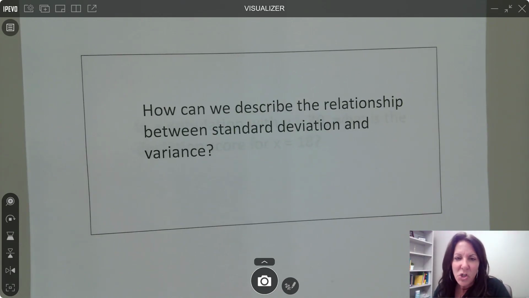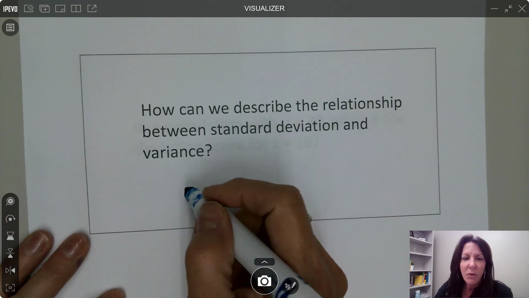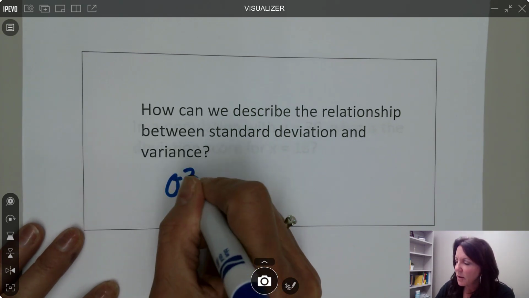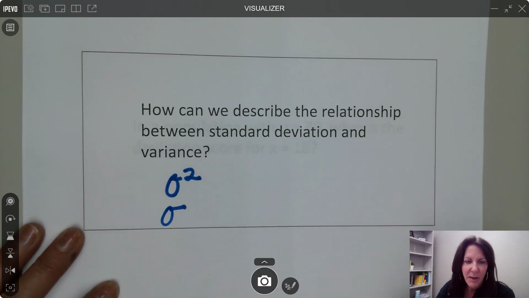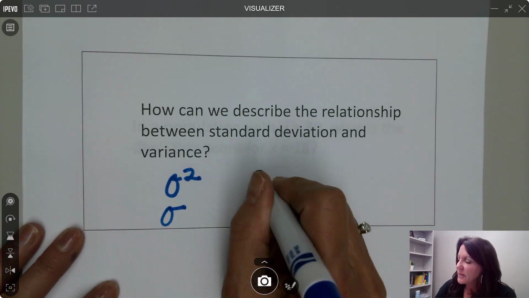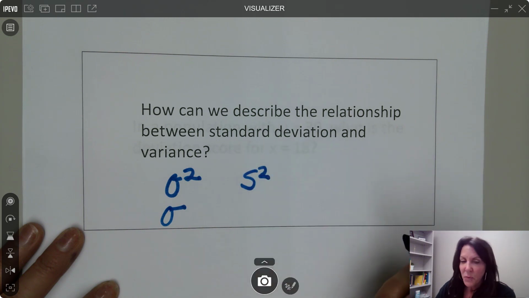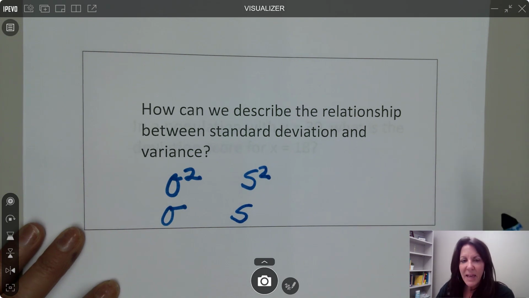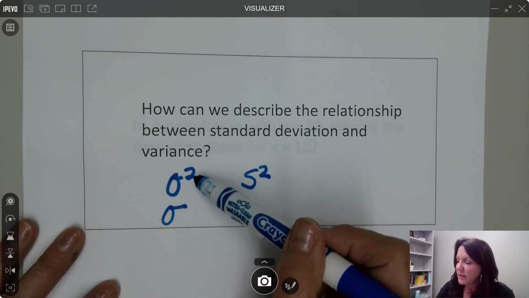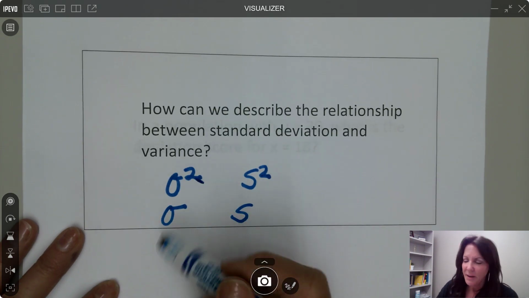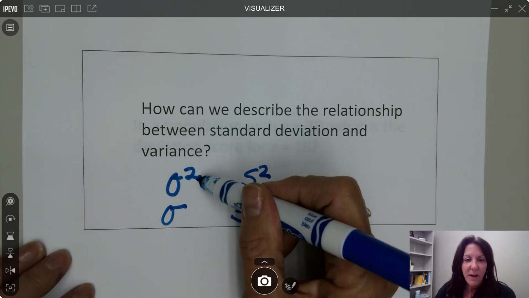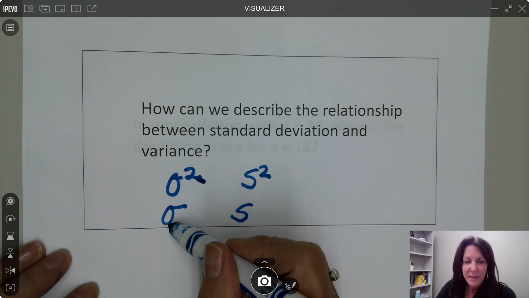How can we describe the relationship between standard deviation and variance? To answer this question, we're going to work this out by just putting down the formulas. Population variance is sigma squared. Population standard deviation is sigma. Sample variance is s squared. Sample standard deviation is just s. So what I can say is that, no, I'm going to go backwards. I'm going to say this: to find variance, you're going to square standard deviation.